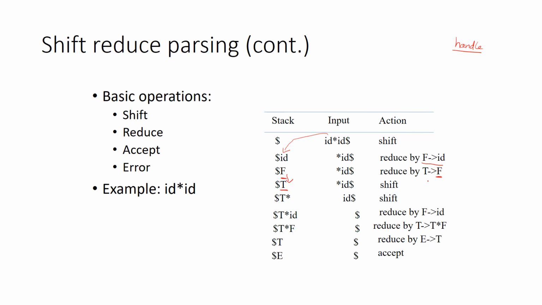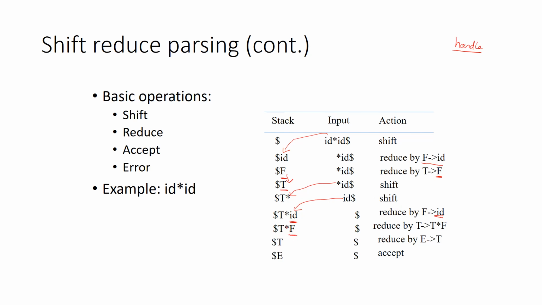So what we do is shift this asterisk. We are performing a shift operation, so now this asterisk is shifted here. Again there is a shift: id is shifted onto the stack, and now again there is a match. F derives id, so id is a handle, and that has been replaced with F here.